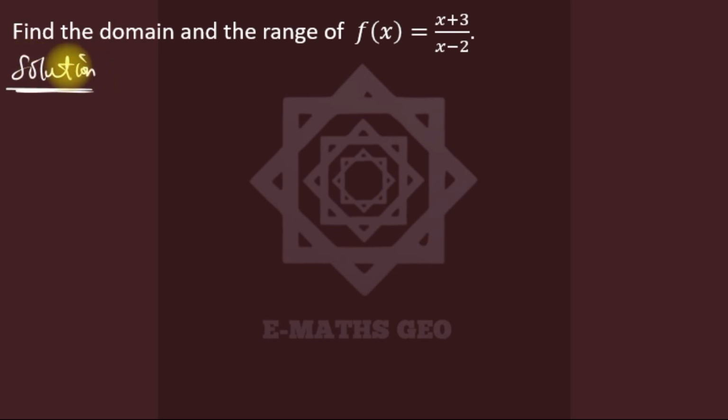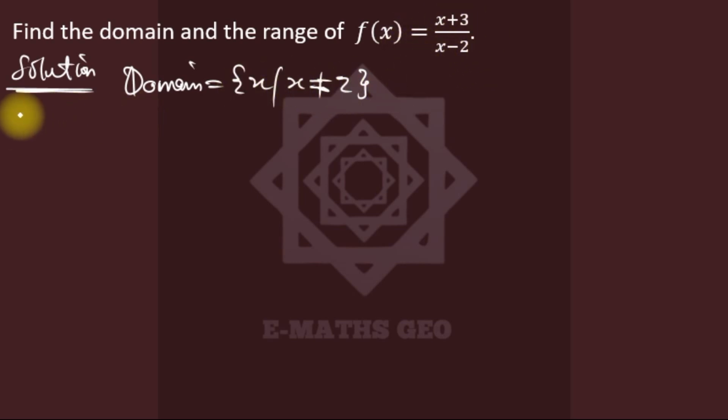So to get the domain, we know the domain is just all the values of x for which this function is defined. So the domain will be the set of x such that this is defined, meaning that for this to be defined, x should not be equal to 2. So all the values except x equal to 2 is the domain. If you substitute any value of x aside from 2, this expression will be defined.